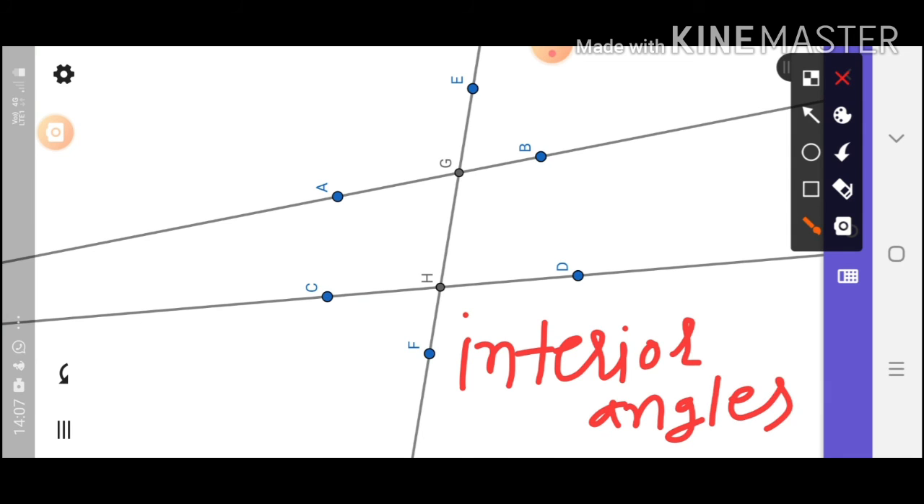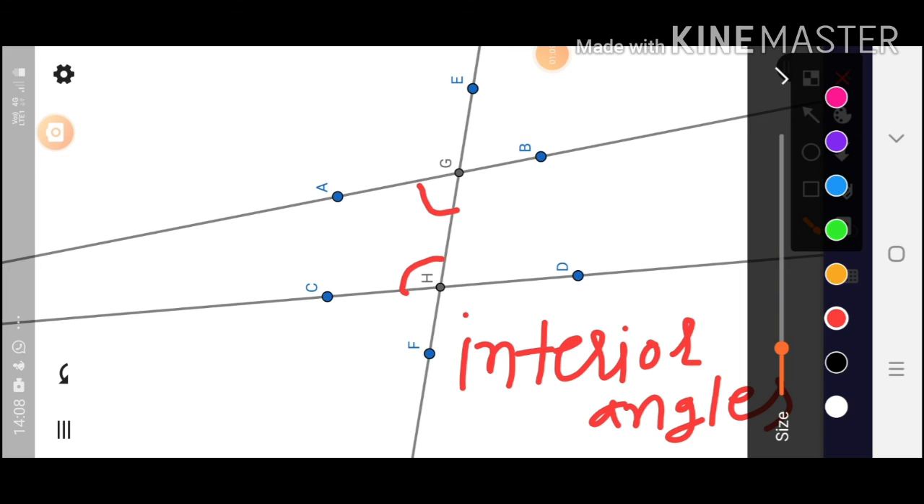The angles which are present to the inner side of the two lines are interior angles. Now there are two pairs of interior angles. Let us see. Angle AGH and angle CHG. These two are interior angles. Similarly, there is another pair. Angle BGH and angle DHG. So we get two pairs of interior angles.